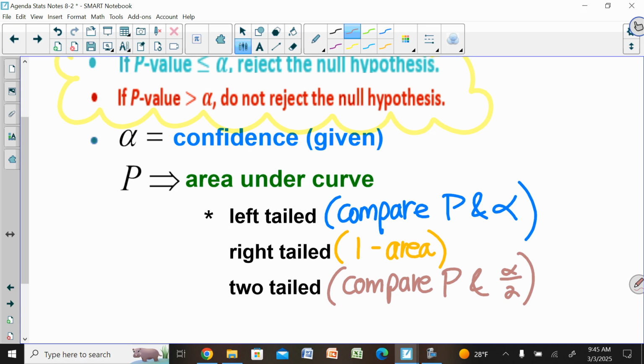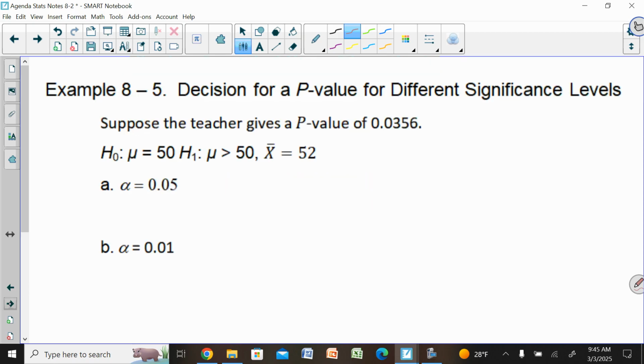I know that's a lot. Again, more bits and pieces, but let's actually do a problem so we can compare it. The first problem I want to do is right-tailed, just to refresh your memory about what that 1 minus the area is. Oh, and I forgot, we're going to go back to this quick decision-making situation. So suppose the teacher gives you a p-value of 0.0356. So basically, I did step 2, calculate the test statistic. I did step 3, I went to the z-table to get my p-value. Now I'm on step 4.